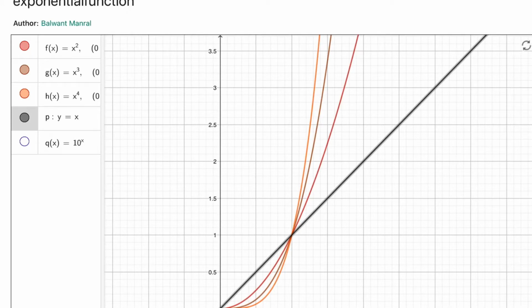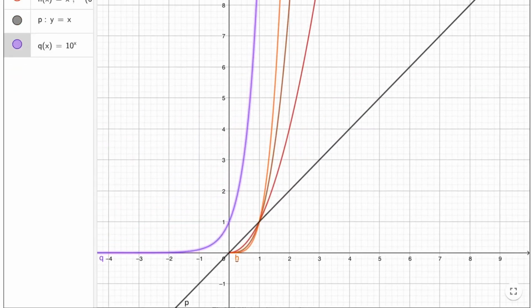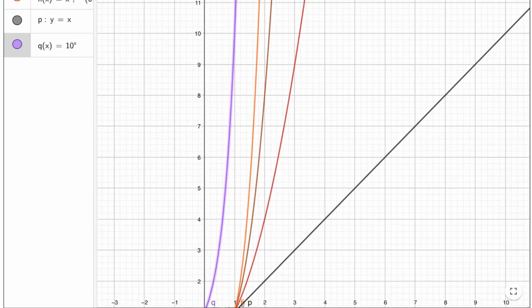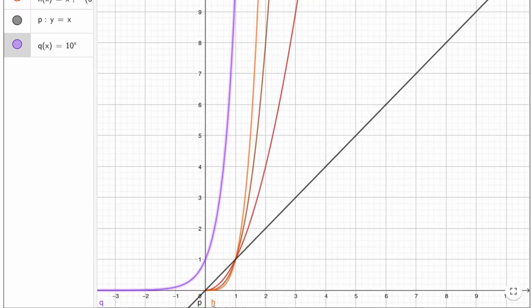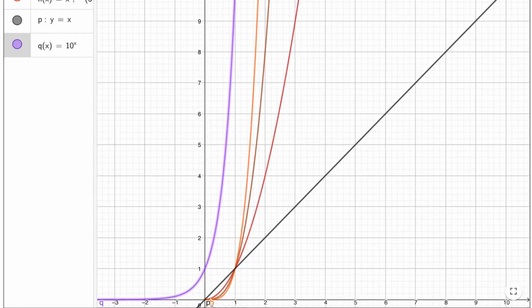Now a natural question arises: is there a function which grows faster than any polynomial function of any degree? The answer is yes. For example, consider y equal to 10 raised to the power x. When x equal to 1, the value of 10 raised to the power x is 10. Way higher than these values. At x equal to 1, the value of all these functions x to the power n is always equal to 1. But for this, when x equal to 1, the value is 10.